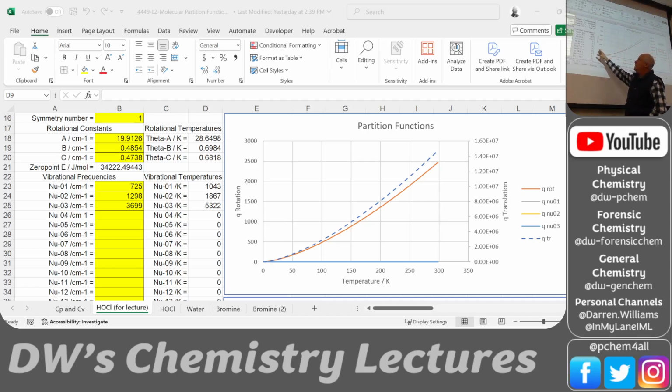This is the Q rotation axis, and Q rotation is the orange line. It goes up to 2500, which is what Gaussian showed for the rotation. Now the translation was something like 10 to the 7th, and you can see that on this axis over here. It's the dotted one. Translation is dashed. It goes up to like 1.4 something times 10 to the 7. Now in Gaussian it was 0.14 times 10 to the 8, right? So you remember I had that weird way of doing scientific notation, but that's cool.